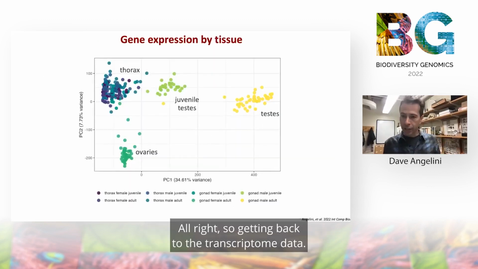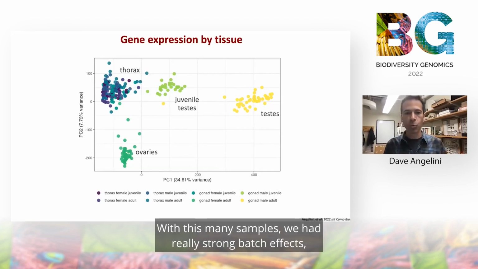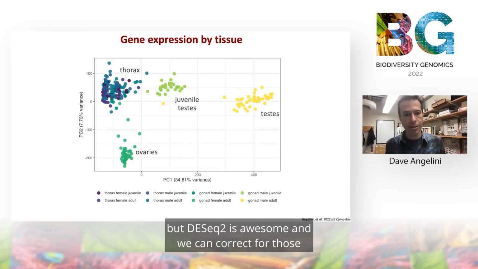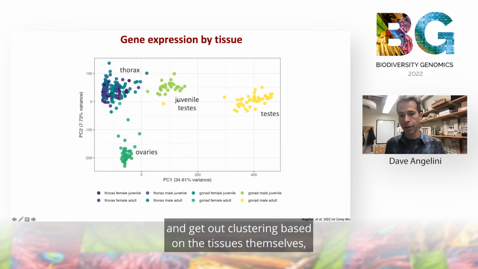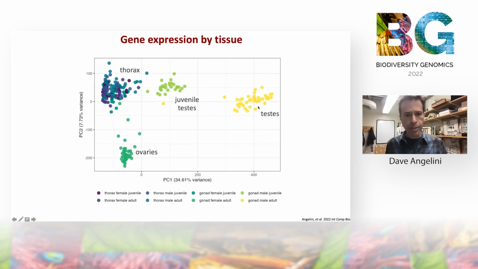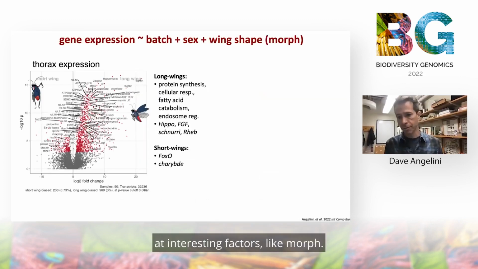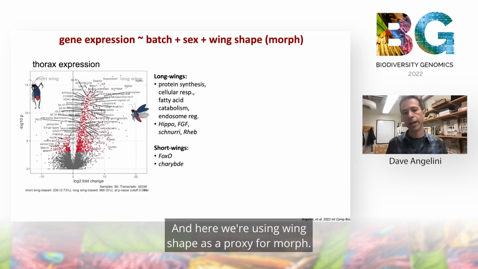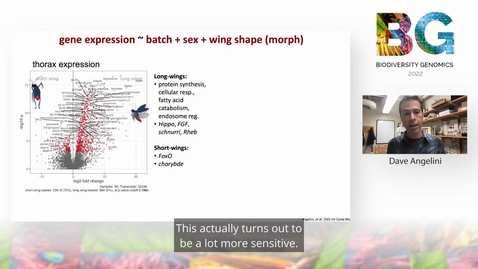All right, so getting back to the transcriptome data, with this many samples, we had really strong batch effects, but DE-seq2 is awesome, and we can correct for those and get out clustering based on the tissues themselves, which is what we'd want to see. And then we can start looking at interesting factors like morph. And here we're using wing shape as a proxy for morph. This actually turns out to be a lot more sensitive.